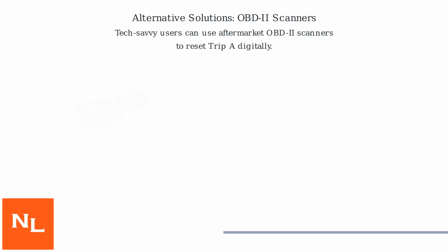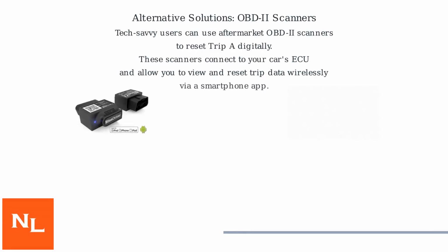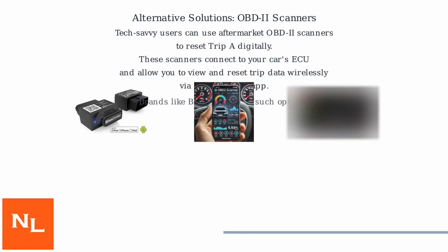Tech-savvy users can use aftermarket OBD2 scanners to reset Trip A digitally. These scanners connect to your car's ECU and allow you to view and reset trip data wirelessly via a smartphone app. Brands like Blue Driver offer such options.